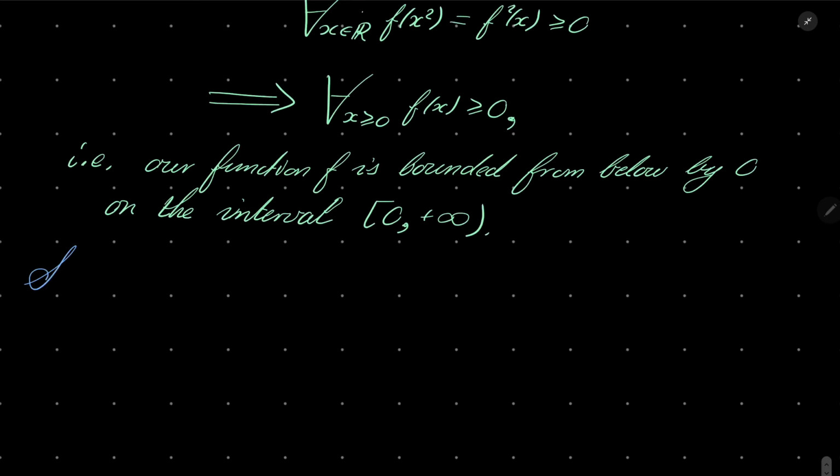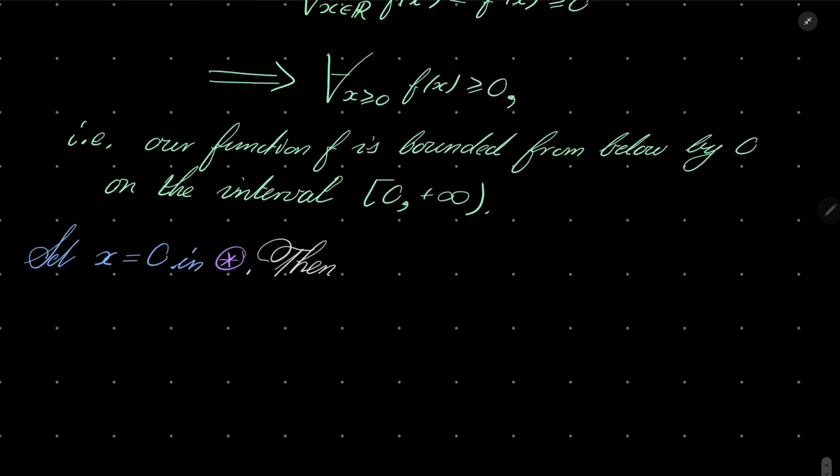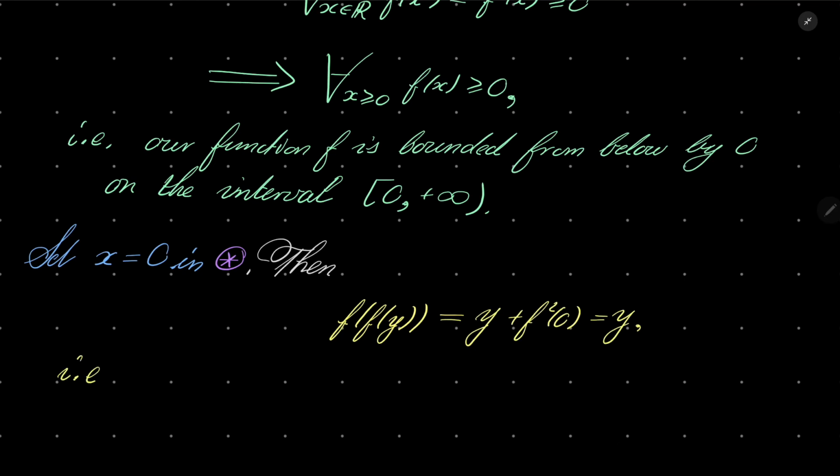Now, let's set something else. We have already set y to be 0. Now let's try setting x to be 0 in our very first functional equation. Then, what do we have? Well, now we have f of y equals y plus f squared of 0. But f squared of 0 is 0, so f of y is y, i.e. f is involution. Our function is involution.